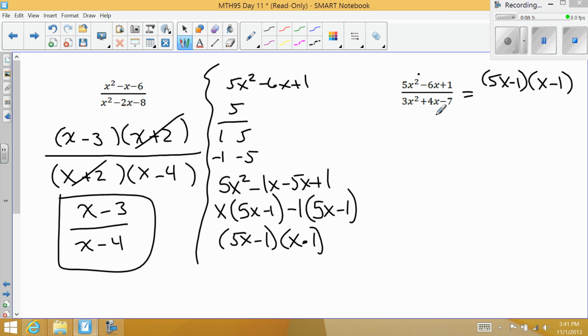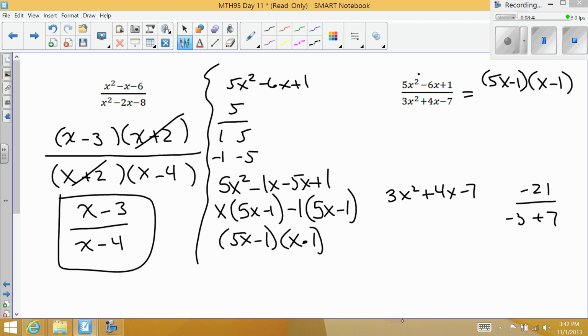And then I've got 3x squared plus 4x subtract 7 to factor. So again, going over on the side here, use a little more room on my screen. Now let's come down here. So 3x squared plus 4x subtract 7. My a times c is negative 21. How about a negative 3 and a positive 7? They multiply to negative 21, but add up to positive 4.